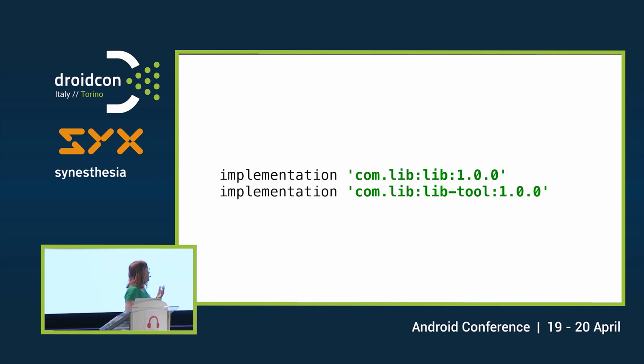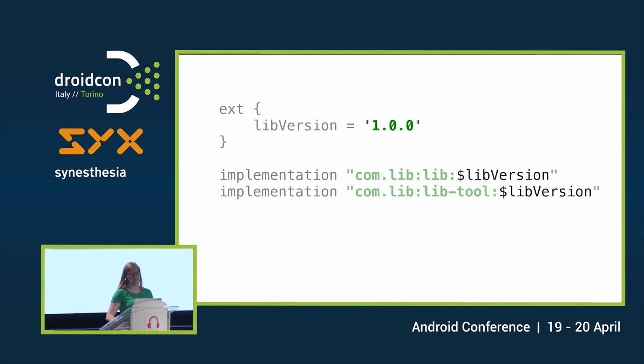Now, obviously, you can manually go and update both of those versions, but you can actually provide your version number as a separate string. And then you can just use it, and you only have to modify your version number once. Just make sure you need to use double quotes instead of single ones if you do that.